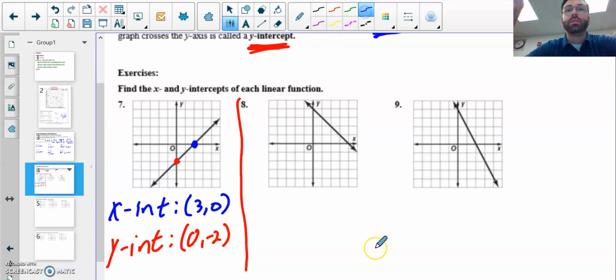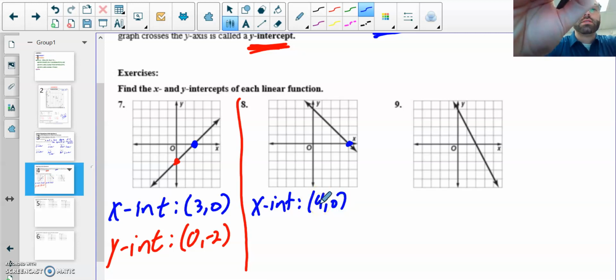Next, here we go. Across the x-axis, the x-intercept, what is that, 1, 2, 3, 4? That should be a 2. Why did I say 3? That's bad counting.